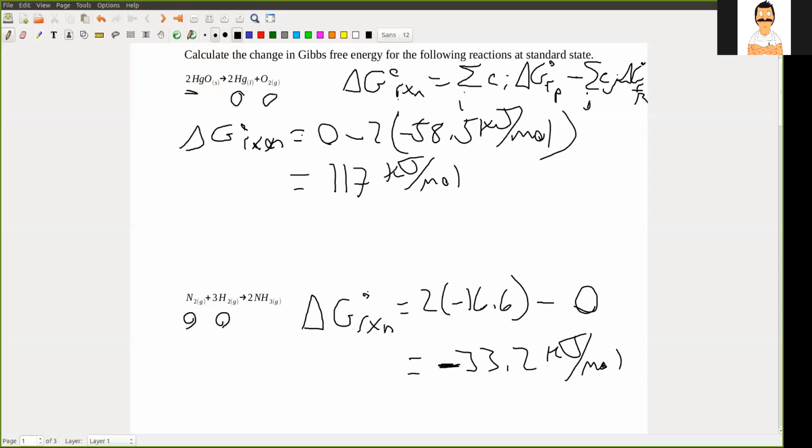Now, the reason I chose these is so that they definitively illustrate that one has a delta G of reaction that is decreasing and one is increasing. It's positive 117 kilojoules per mole versus negative 33.2 kilojoules per mole.